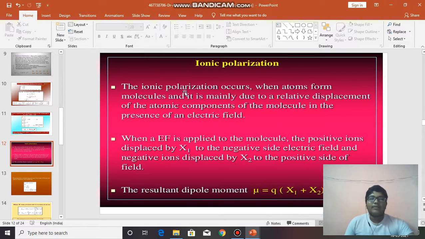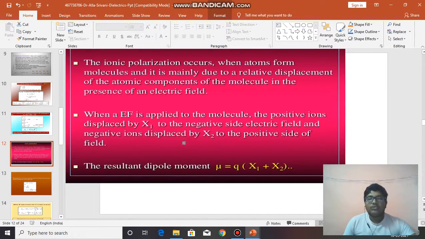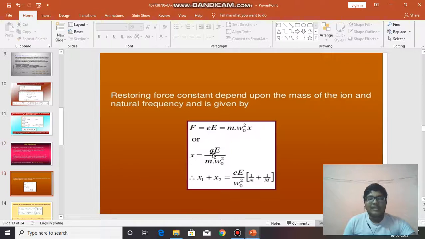And then the ionic polarization occurs. Next, after the electronic polarization, we go to ionic polarization. Ionic polarization occurs when atoms form molecules, and it is mainly due to the relative displacement of the atomic components of the molecule in the presence of an electric field. When an electric field is applied to the molecule, the positive ions are displaced by x1 towards the negative side of the electric field, and the negative ions are displaced by x2 towards the positive side of the field. The resultant dipole moment mu equals q into x1 plus x2.